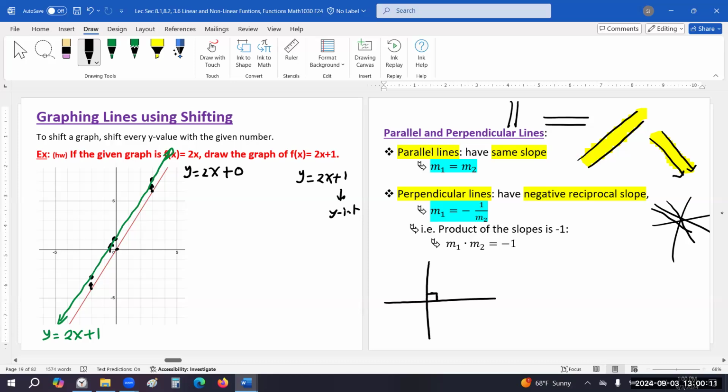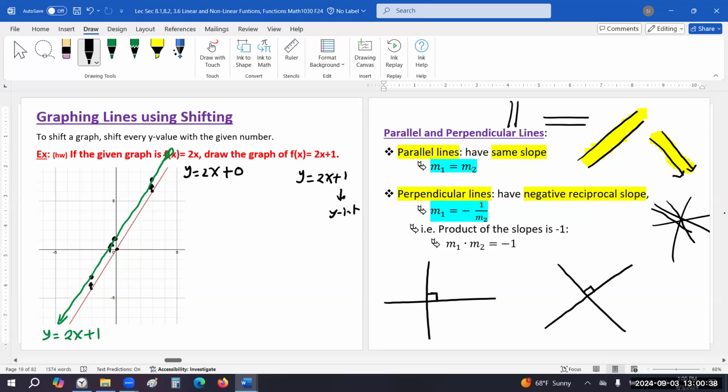So a vertical line and a horizontal line, they always intersect with the 90-degree angles. That means they are perpendicular lines. Or you can draw this way. If you observe, the intersection is a 90-degree angle. They don't look perpendicular, but if you observe the intersection, it's a 90 degrees.